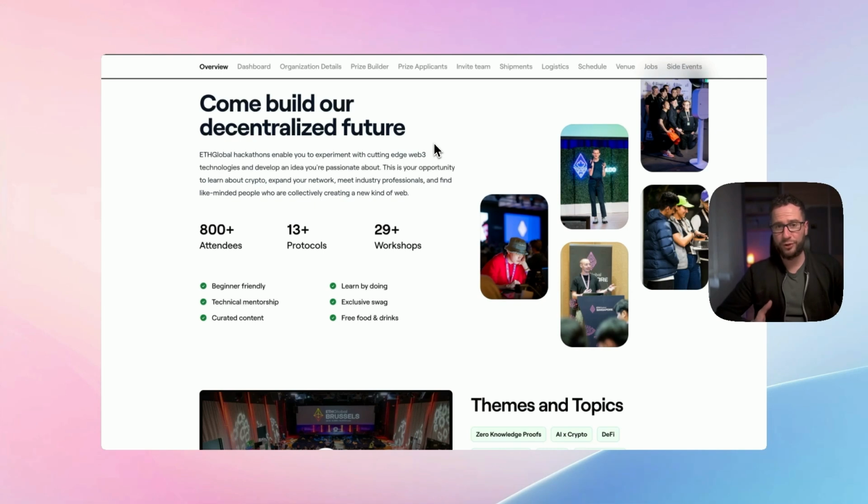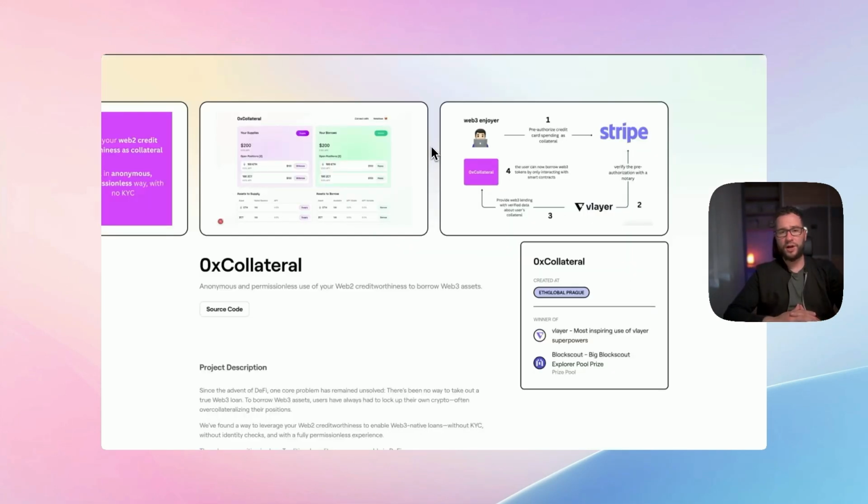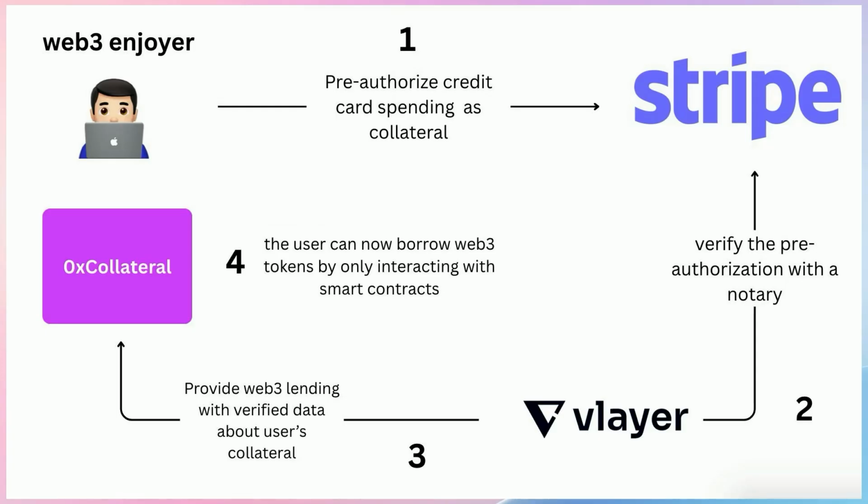Now probably you are curious what hackers built during this hackathon. So let's take a look at my favorite projects that were using vlayer during the hackathon. First project that I would like to highlight is 0x Collateral. Here hackers used our vlayer server-side web proofs to notarize responses from Stripe APIs.